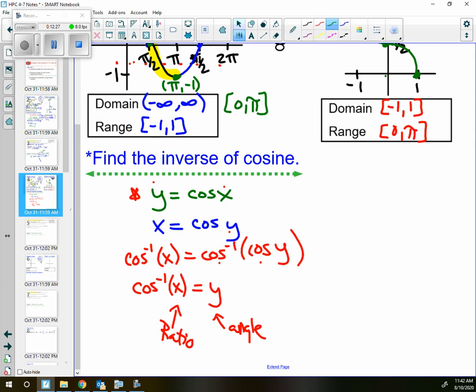So again, instead of inverse cosine, you could have said arc cosine on both sides. So you could have done arc cosine of the cosine, and it would be the same exact thing. So we always have both of those options.